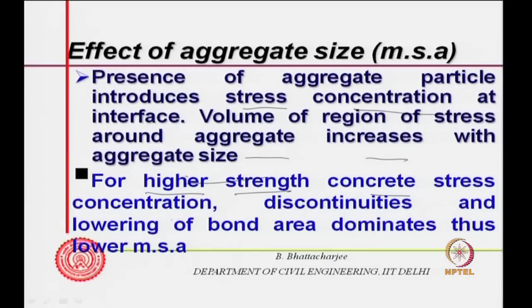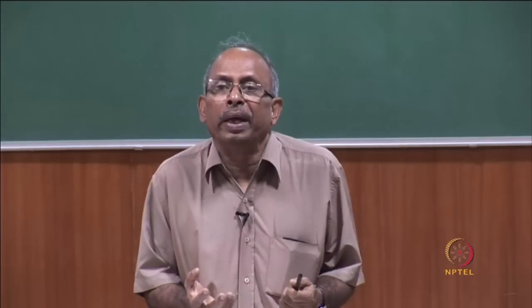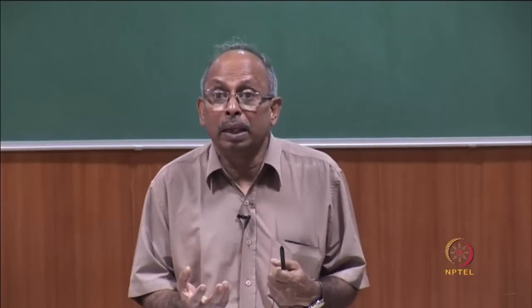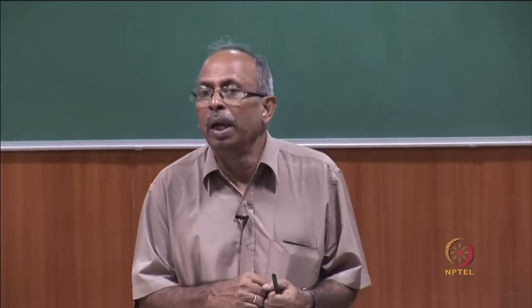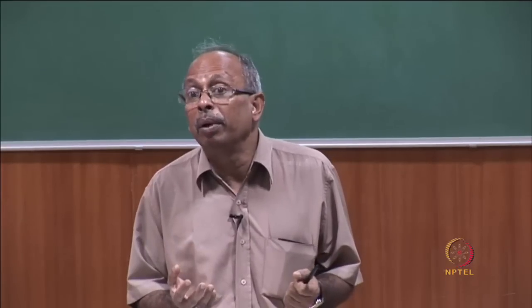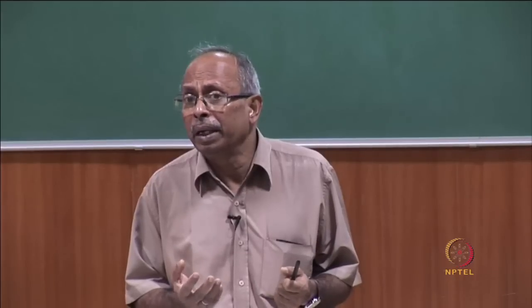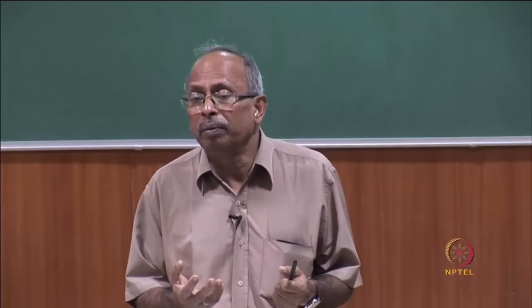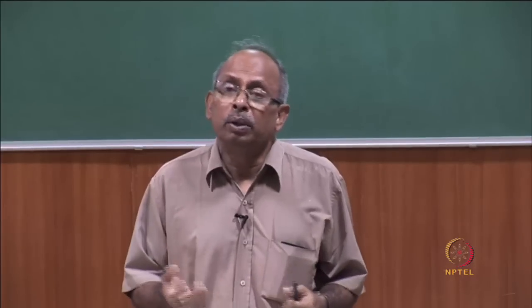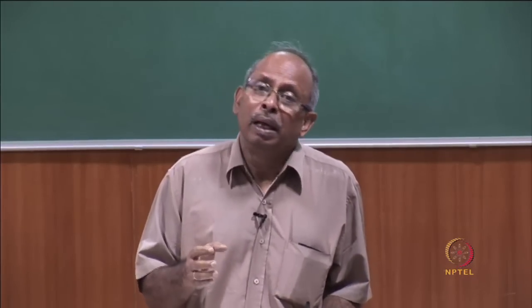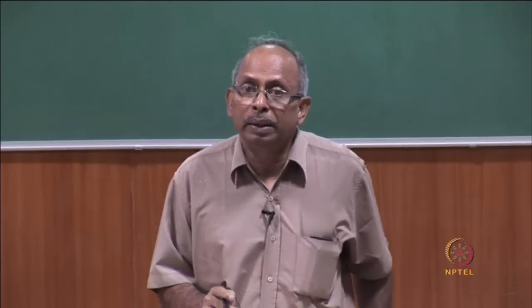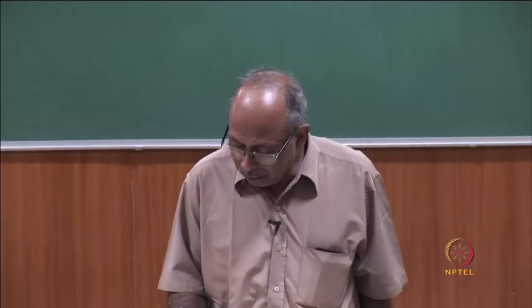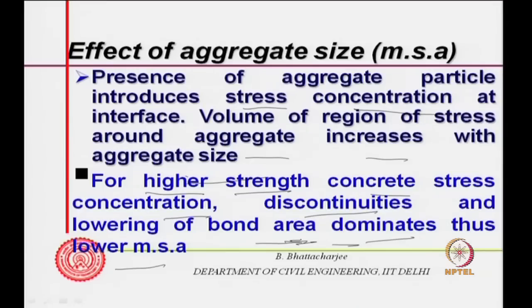For higher strength concrete, stress concentration around the aggregate, discontinuity, and lowering of bond area dominate. Therefore, we use lower MSA, because bond area will be reduced. Take the same volume of aggregate, let us say one with a larger size aggregate, MSA being higher, that means your finer proportion will reduce. Total surface area of the aggregate will increase if you have finer material. If you have coarser material, so MSA is higher, you will have less surface area, so the bond area is less and the stress concentration will be higher in such a situation.